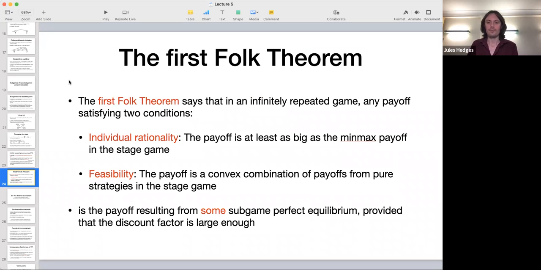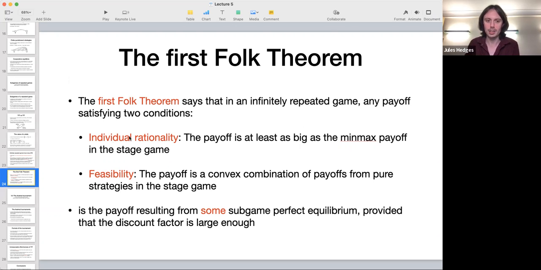Okay, there are several related results along the lines of the folk theorem. So this is the most straightforward one. This is for infinitely repeated games with geometric discounting and subgame perfect equilibrium. So there are versions for each of those words being changed. So what the theorem says is that any combination of payoffs is going to be the payoff that results from some subgame perfect equilibrium, as long as the discount factor is big enough, provided two conditions hold.